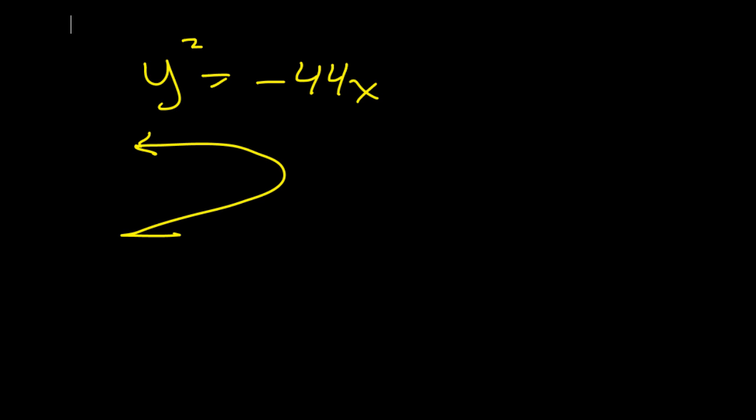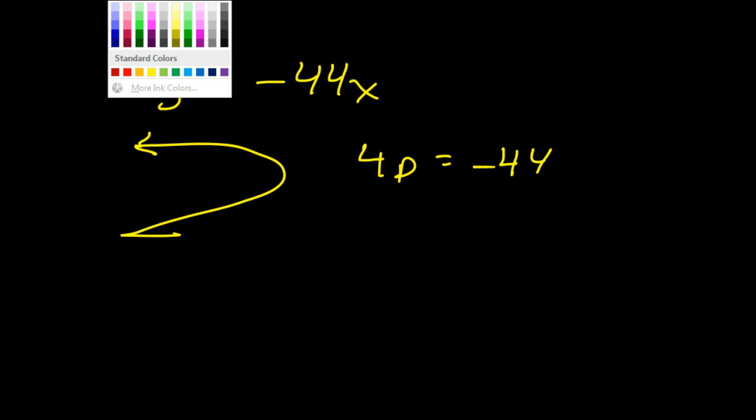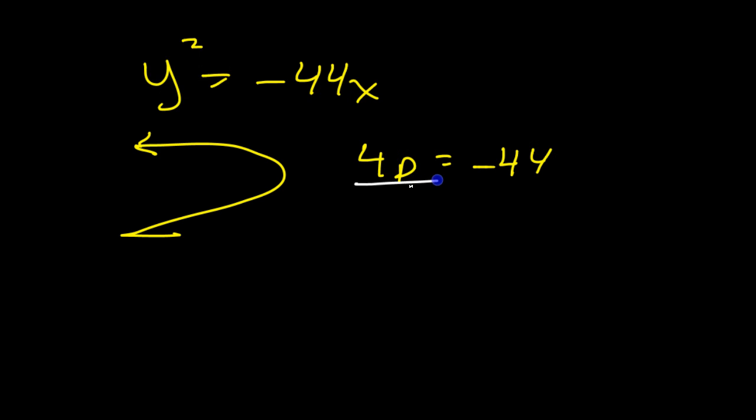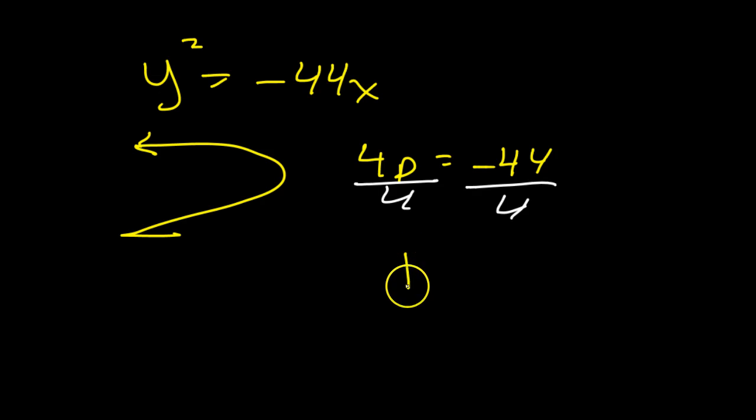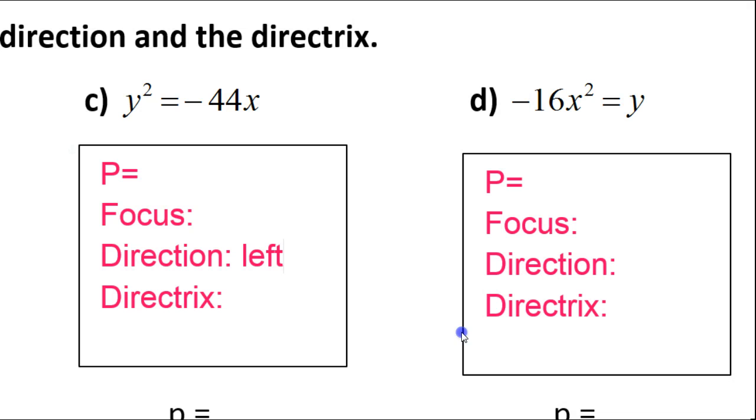Let's get the p-value happening. This negative 44, that's your 4p. So 4p is equal to negative 44. If you divide both sides by 4, then you get p is equal to negative 11. Okay, so that's the p-value, negative 11. So we just need the focus and directrix now.